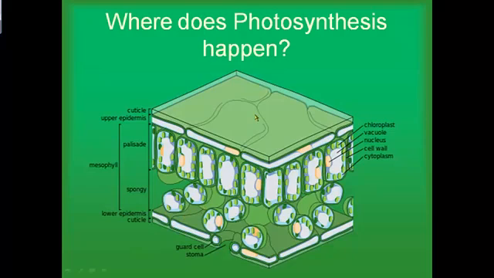This is a cross section of a leaf. Okay? Up here, this is the top of the leaf, basically the skin of the leaf, called the epidermis. Okay? Underneath the top of the leaf, or the skin, we have these cells called palisade cells. Palisade cells are actually where photosynthesis happens. Okay? Inside of each one of these palisade cells, we have chloroplasts.